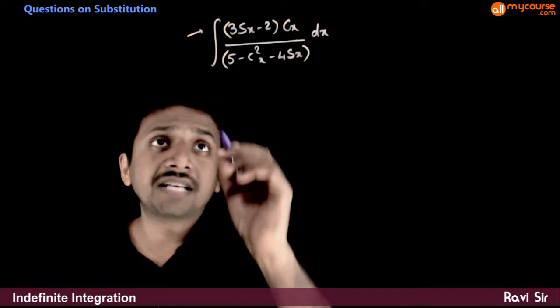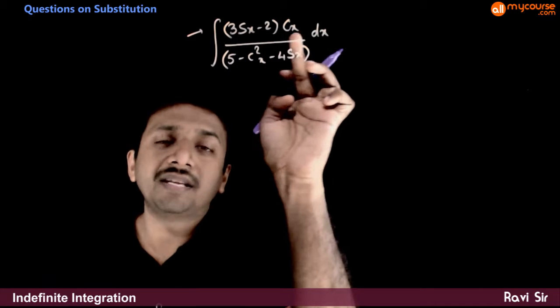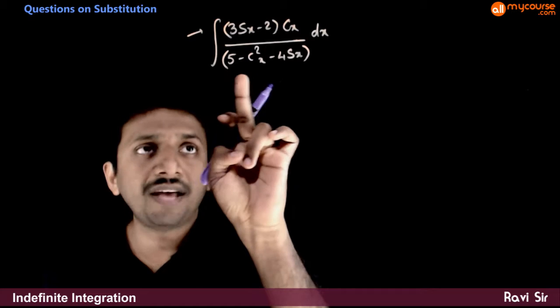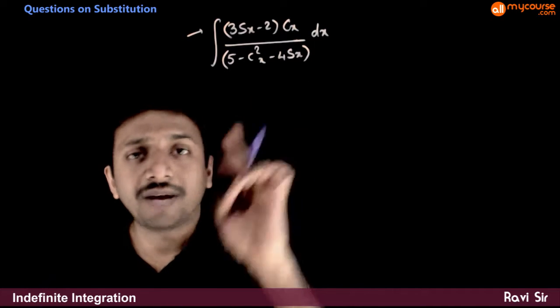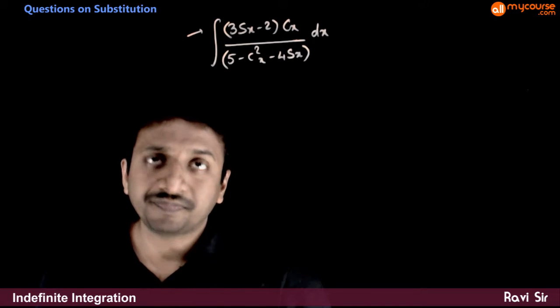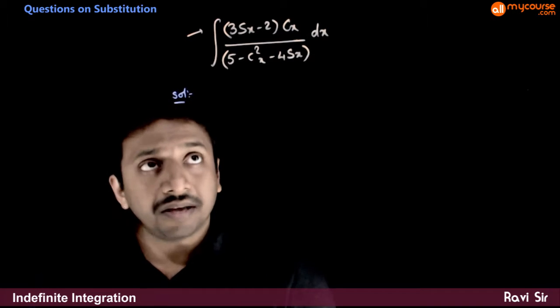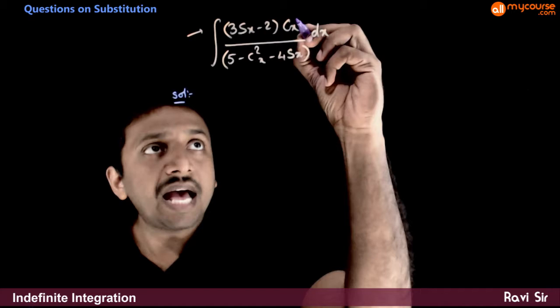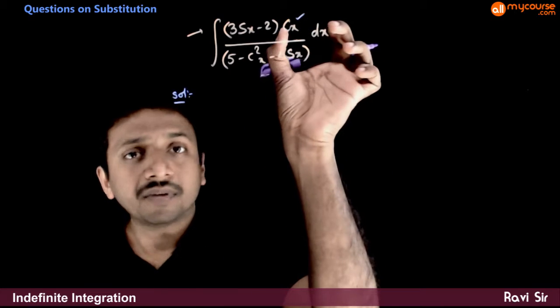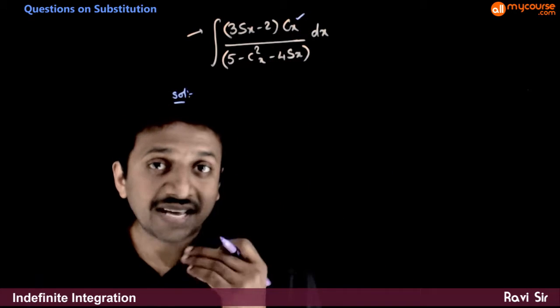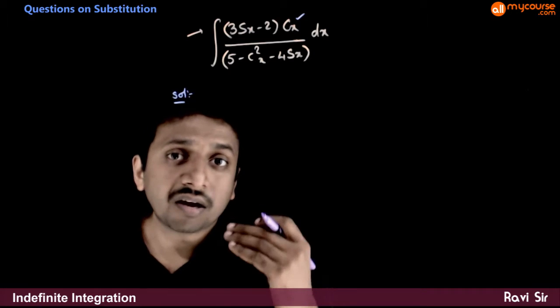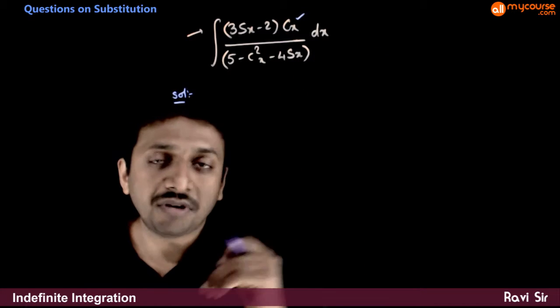So in this question, you're asked to integrate (3 sin x minus 2) times cos x by 5 minus cos square x minus 4 sin x. So here, as you can see, you have a cos x separately with dx. So if I take sin x as t, the term cos x dx goes into dt.